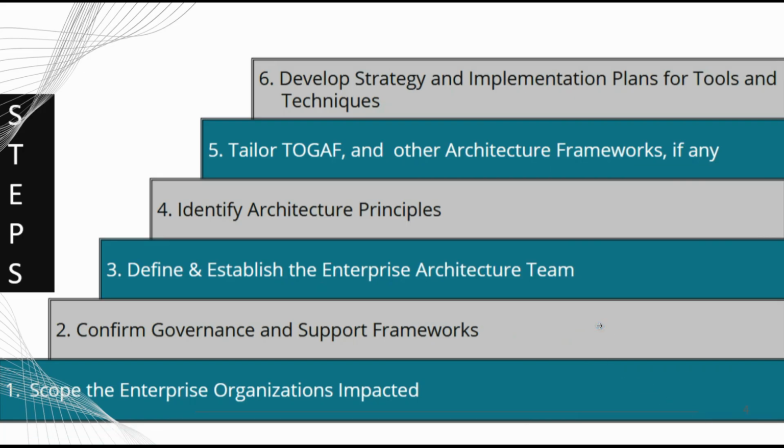Next is identifying architecture principles. Every organization follows some principles. These principles will guide them in making the decision making process easy. You can consider them as rules, guidelines the organization agrees to follow when designing the solutions, and they should be consistent in order to get the quality and to align with the strategy. Next step is tailor TOGAF and other architecture frameworks, if any exist in the organization.